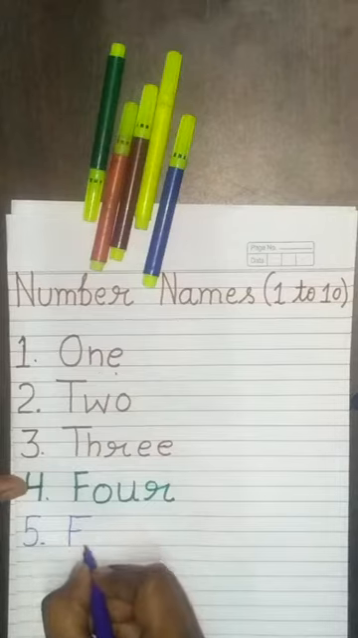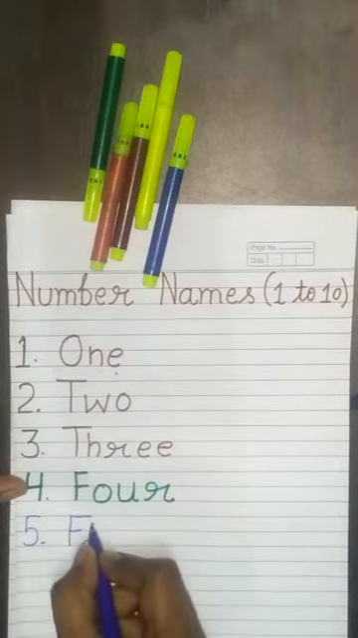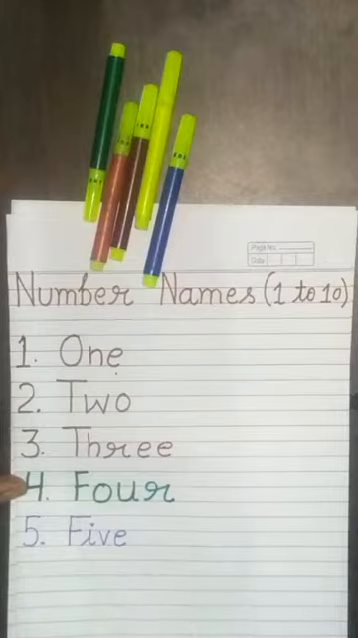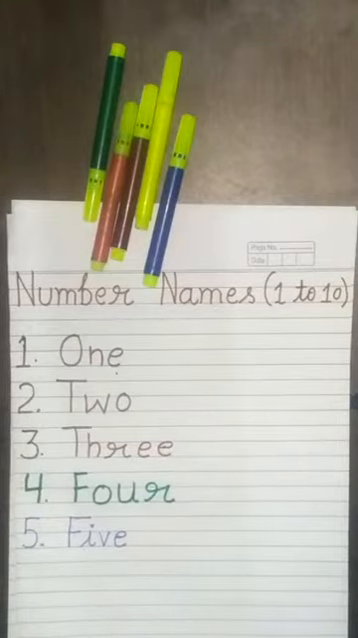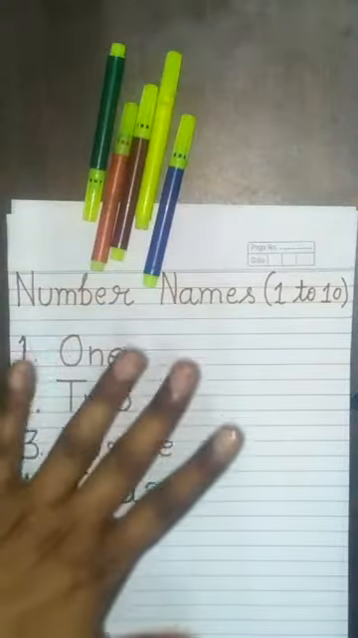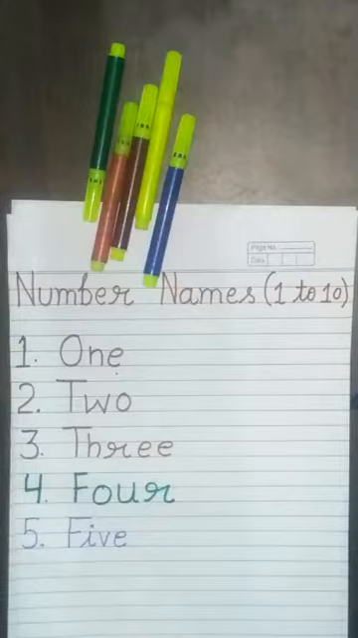F I V E. 5. 5 means 5. 1, 2, 3, 4, 5. These are 5 fingers.